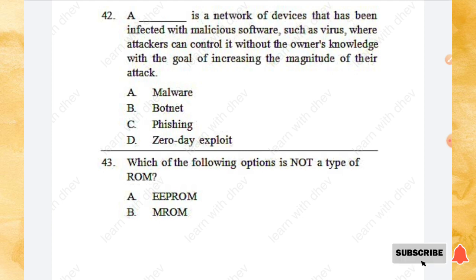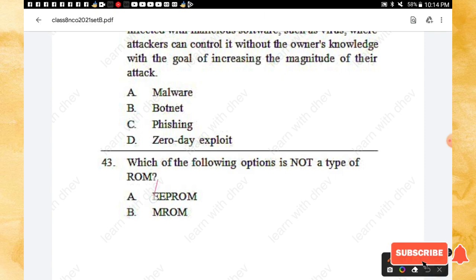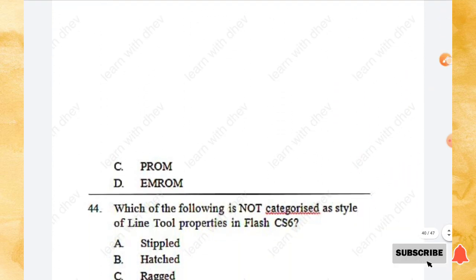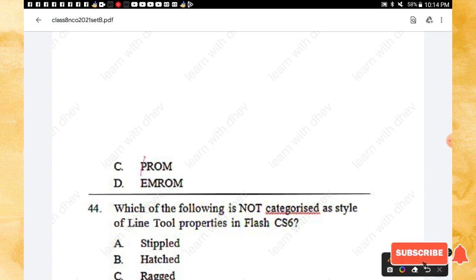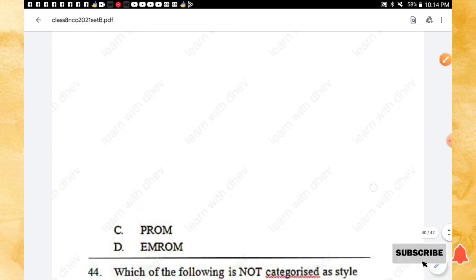Question number 43. Which of the following options is not a type of ROM? Option A, it's EEPROM. EEPROM means electrically erasable programmable read-only memory, right? Then, what is MROM? MROM is nothing but mask read-only memory. M for mask. Mask read-only memory. Then option C is PROM. PROM means P stands for programmable. Programmable read-only memory. Then option D is EMROM.